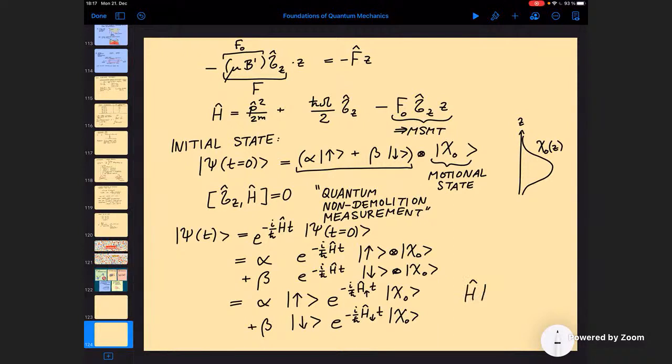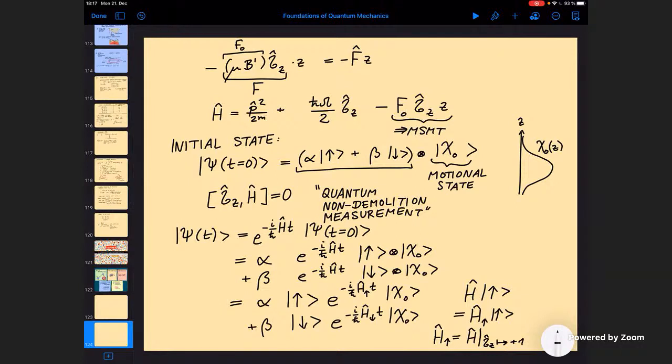So H acting on up is really the same as H up acting on up. And H up is really the same as H where I have replaced sigma z, the operator, by plus one, the eigenvalue of the operator, everywhere. That's of course a general scheme. If I apply an operator to an eigenstate, then it gets replaced by the number that is the eigenvalue.